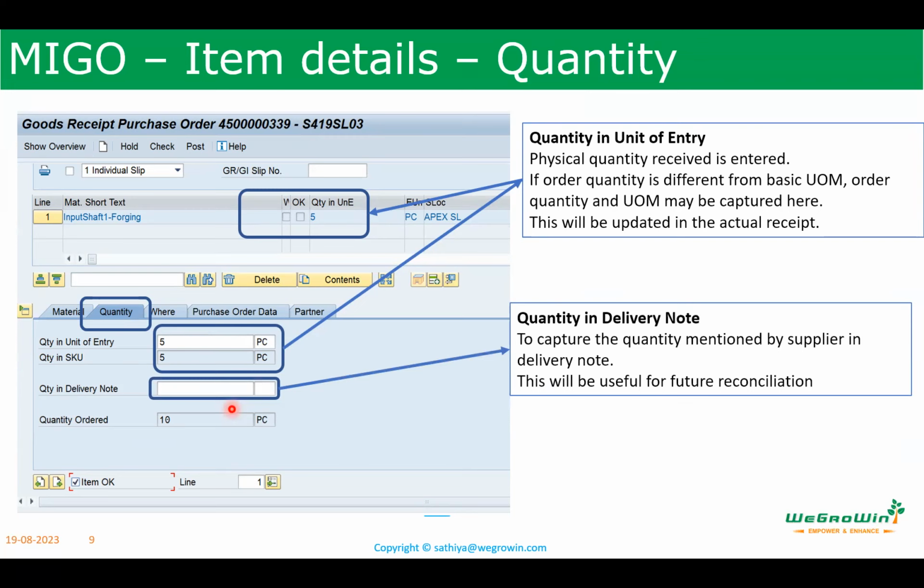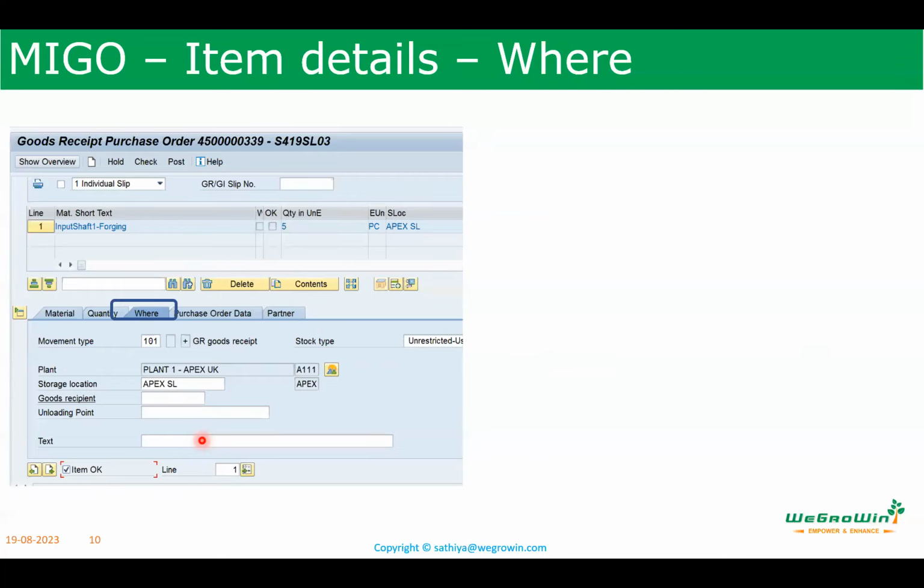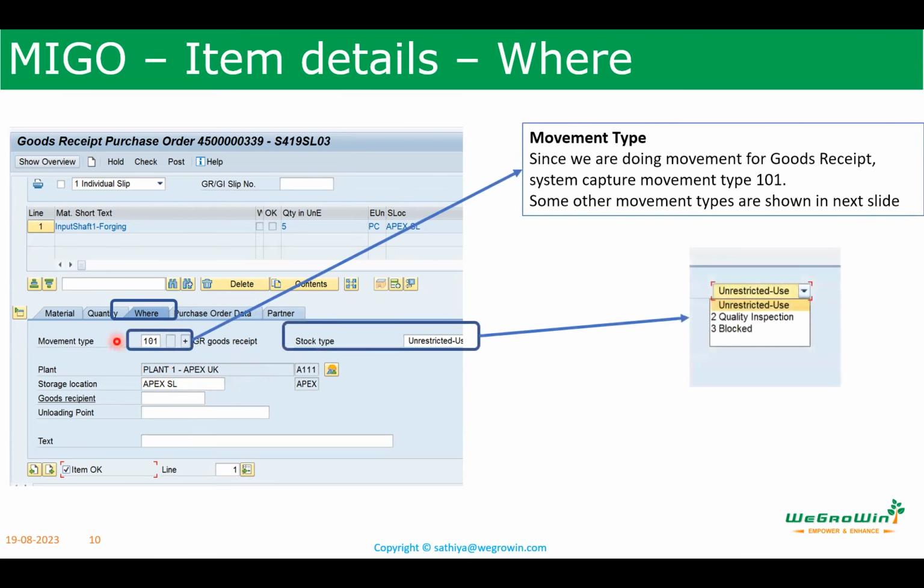Then we have to check the box here. Item okay: whatever you are taking here, item okay, put it here. And then where it is getting received, which plant and which storage location. And what is the movement type? Normally goods receipt is done against movement type 101. As of now, let us close this, and please open that material in MD04.